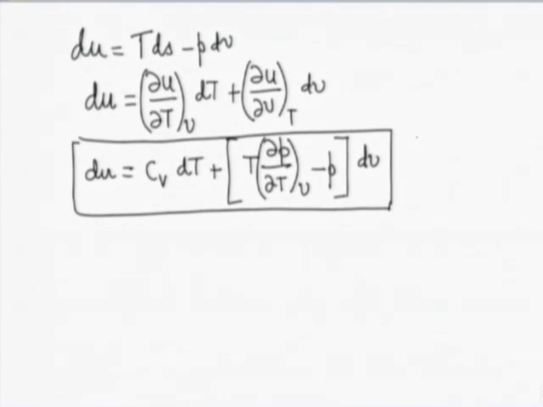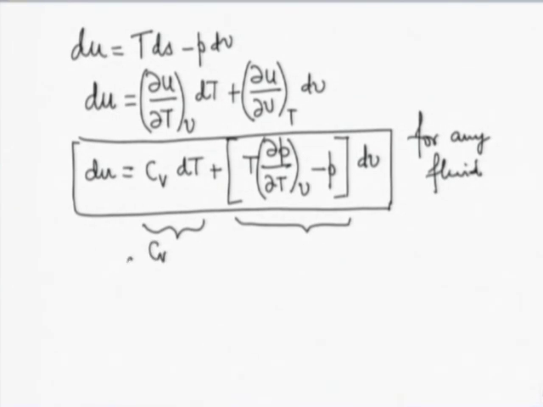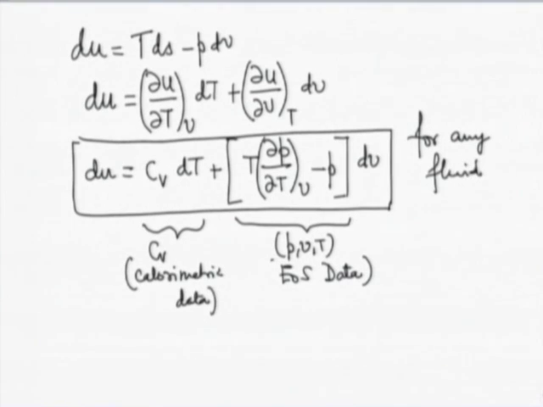Now notice this is for any fluid, and notice that the change in energy between two states will depend on one part, which depends on CV, that is the temperature dependence. The volume dependence depends only on PVT data. So here we need CV, that is calorimetric data or energy data, and this depends only on the PVT data, that is equation of state data. Not only that, when you do this, this particular part, the second contribution, will be 0 if it were an ideal gas.